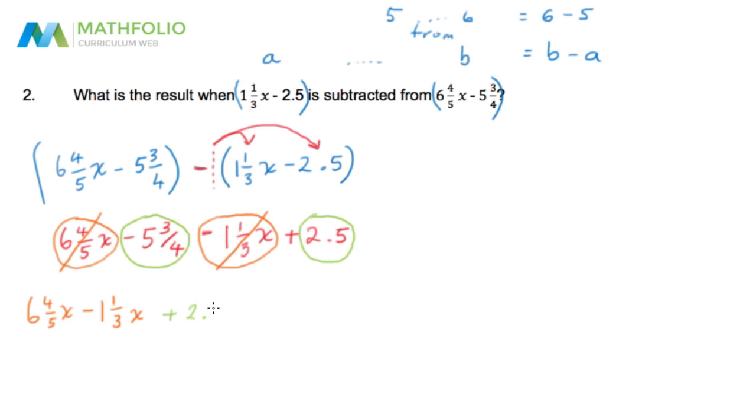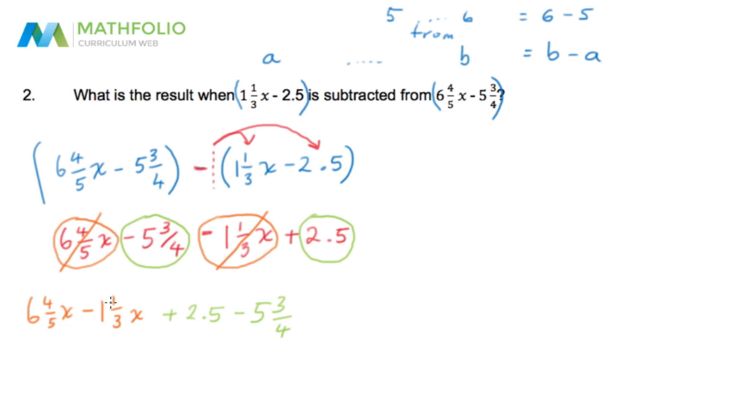Now, I could write 2.5 as a fraction. For now, I'm just going to leave it like that, but at some point I'm going to have to think about decimals and fractions. And this is going to be minus 5 and 3/4. So, because we now have mixed numbers, there are a few things that we can do.